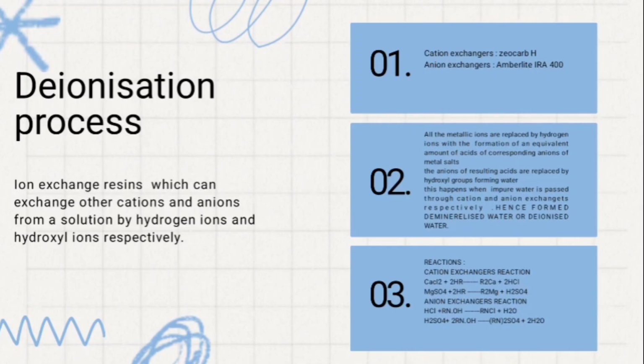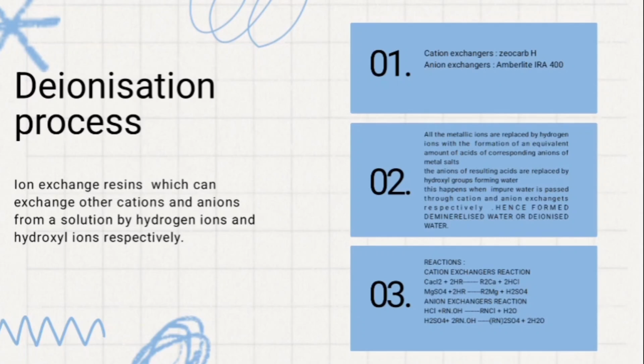The anions of the resulting acids are replaced by hydroxyl ions in the anion exchange resin, forming water. This happens when impure water is passed through cation exchange resin and anion exchange resin. Hence the water formed is called demineralized water or deionized water.